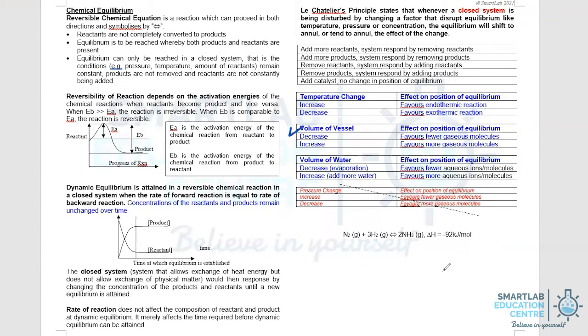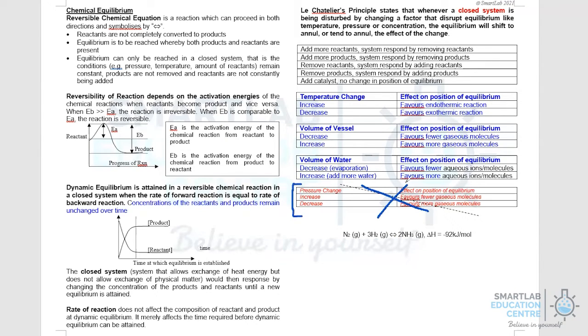If we decide to decrease the volume of the reacting vessel, then it will favor fewer gaseous molecules. On the left, there are actually 4 moles of gas molecules. On the right, there are 2 moles of gas molecules. So by favoring fewer gaseous molecules, the position of equilibrium will shift right.